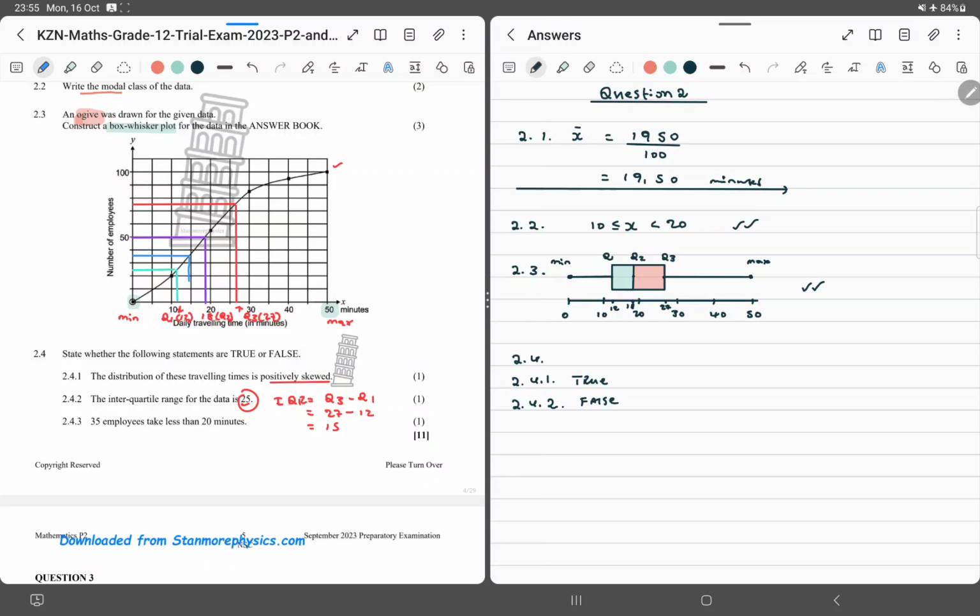So you can see this is almost 15, and essentially that is not 20 minutes. Oh, by the way, it's less than 20 minutes. So the question was 35 people take less than 20 minutes, and that is essentially true. So 2.4.3, oops, I was so happy to say false.